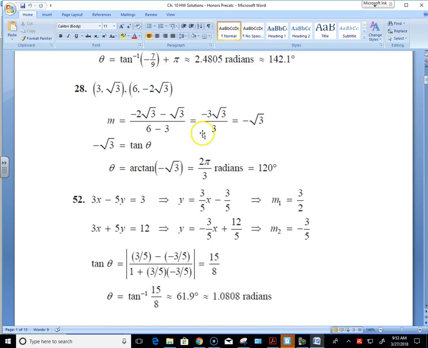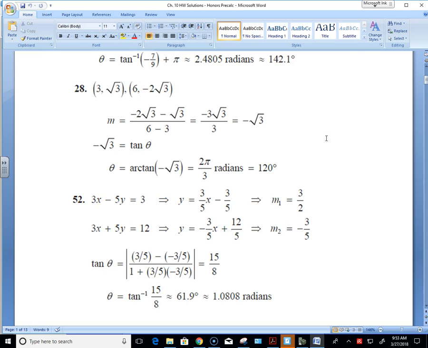Number 28 was a simple rise over run. y2 minus y1 over x2 minus x1. But then when you solve for the slope, you have to go ahead and find your inclination by taking tangent inverse. And this is a unit circle one, so maybe you went in the second quadrant anyway. You could have also done calculators if you had negative 60 again, or negative pi over 3, you would have had to add it.